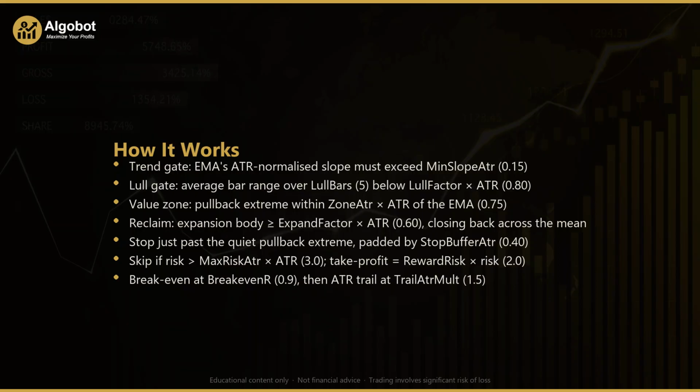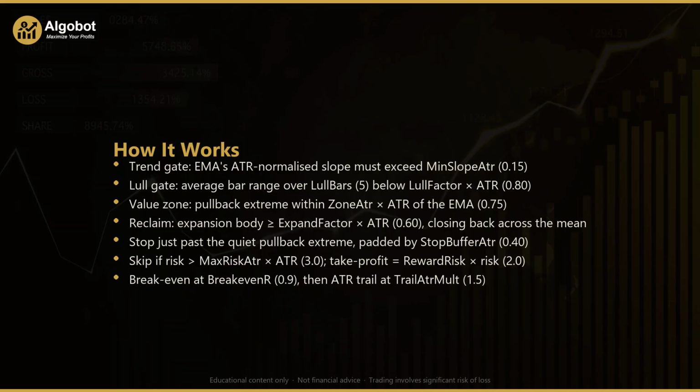Next comes the lull gate. Over the pullback window of 5 bars just before the signal candle, the strategy averages each bar's high-to-low range. For a lull to be confirmed, that average range must be below 0.80 times the average true range. In plain terms, volatility must have quietly dried up. On top of that, the pullback must have returned into the value zone, meaning its extreme sits within 0.75 of an ATR of the moving average. So prices come back to value calmly, not violently.